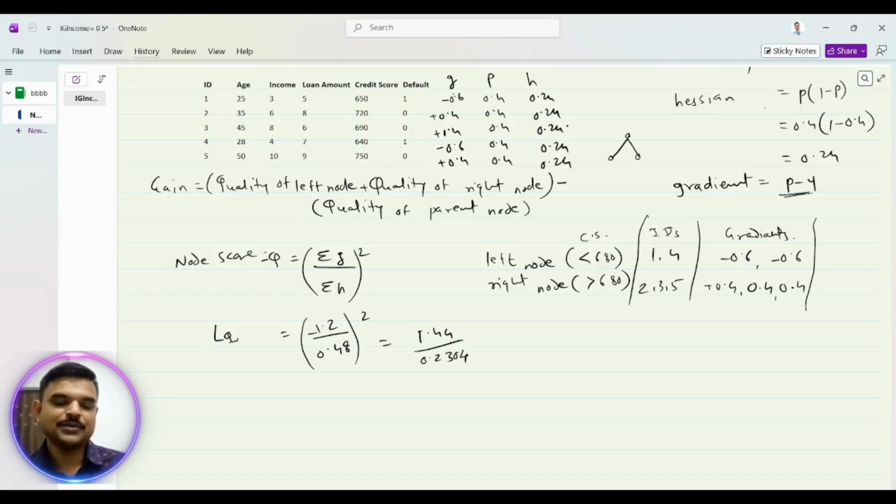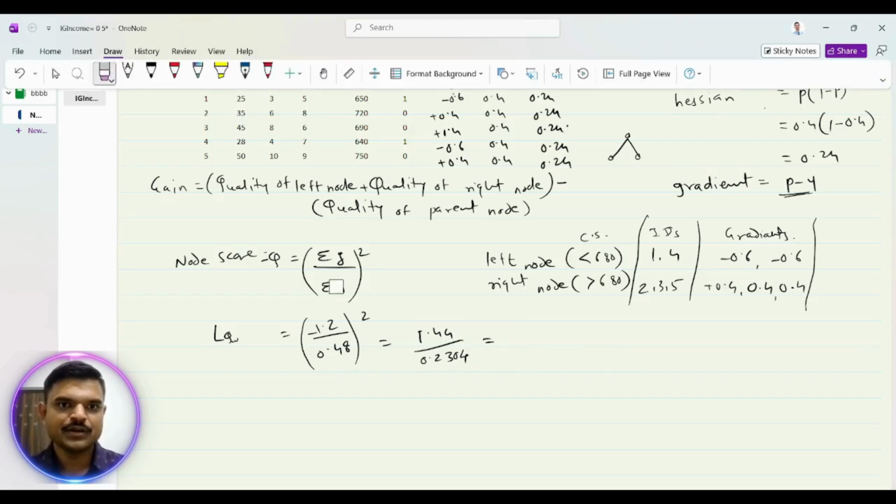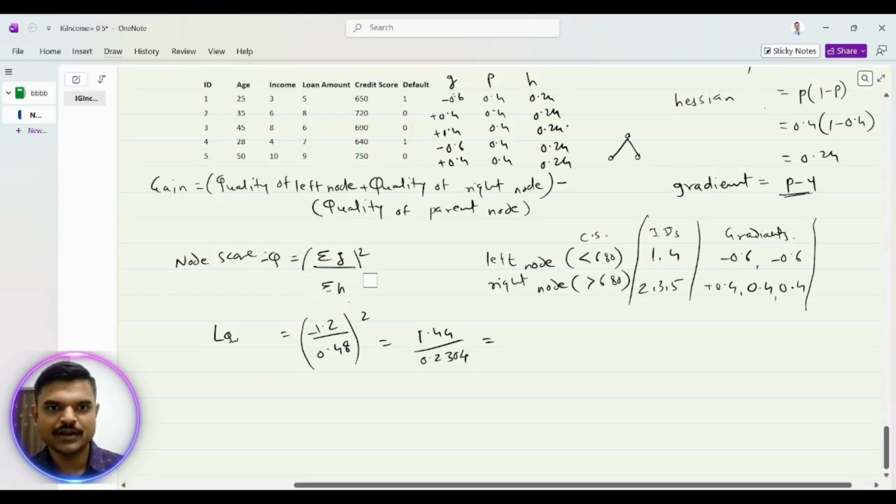0.2304. 52 times 2 points lower, so 25 points lower, and 2 square. So in the Vedic maths, you can calculate the square very fast. My explanation takes more time than the calculation. So the whole will be equal to... just one correction is there. Here the square is only for the gradient, not for the Hessian.